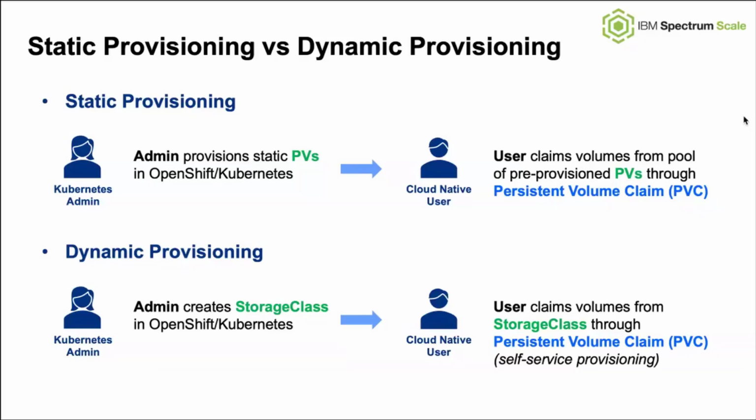As opposed to that, in dynamic provisioning, the Kubernetes admin need not create any PVs. They only need to create something called a storage class. Storage classes, as we have seen, are classifications of the storage. So the admin creates the storage class and passes it over to the cloud native user, where the user claims the volumes using those storage classes through persistent volume claims. This is called self-service provisioning.